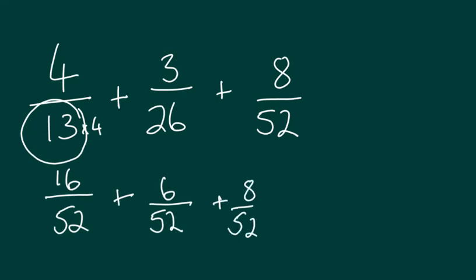Yep. So Anton, how many 52s have we got? Add them up again. 30. We've got 30 over 52. Now, can we simplify that, make it smaller? You can make it 15 over 26.